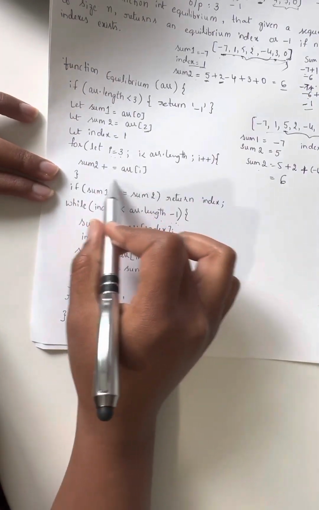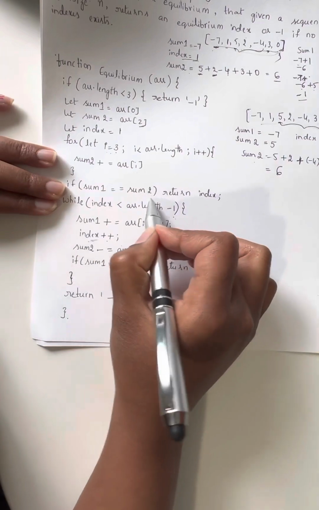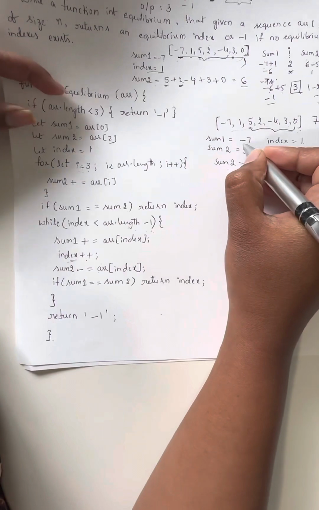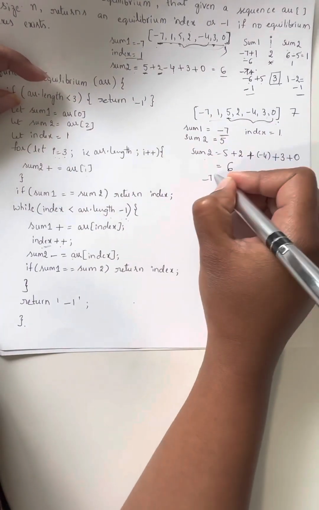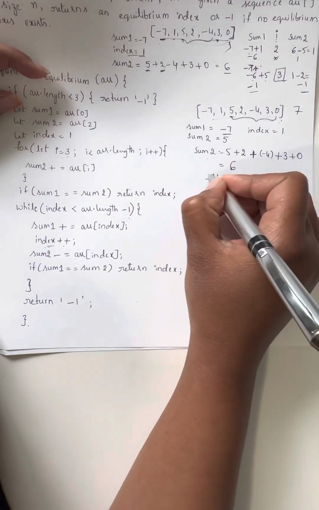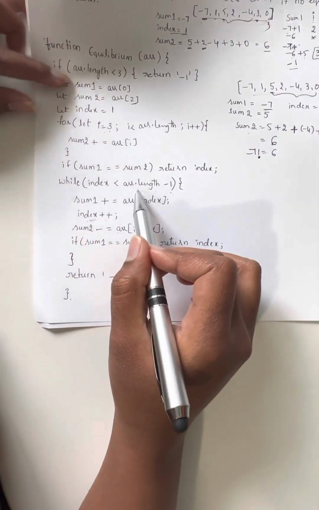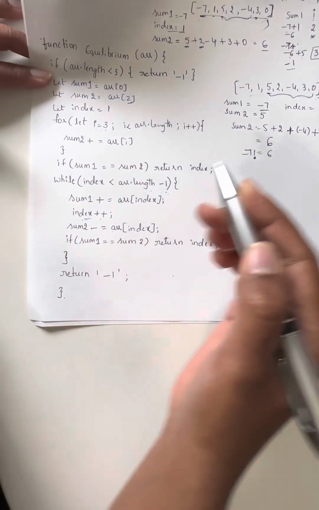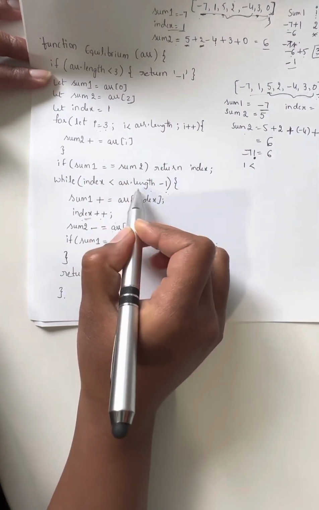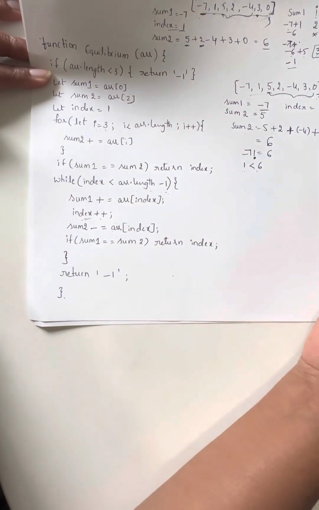After doing the for loop, we are checking if sum 1 is equal to sum 2. If both of them are equal, we are going to return the index. The sum 1 we have here is minus 7. Sum 2 is 6. Both of them are not equal. So we are entering the while loop. It checks if index is less than array dot length minus 1. So index is at 1. 1 is less than array dot length is 7. 7 minus 1 is 6. Yes, 1 is less than 6.